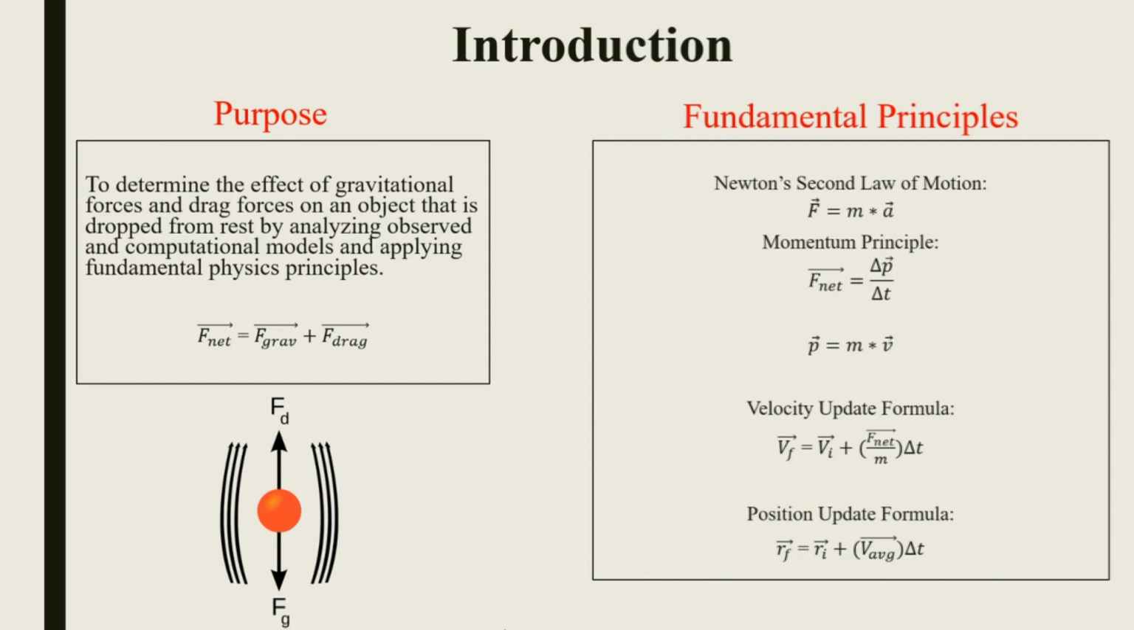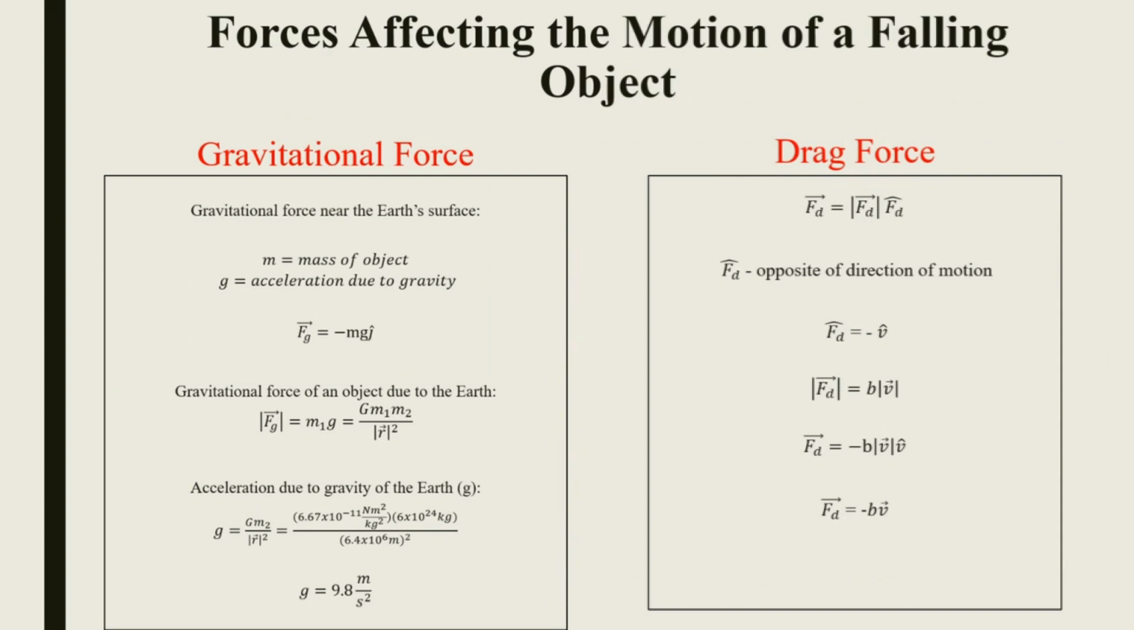The velocity and position update formulas derived from Newton's second law are also used for iteration of the fundamental principle to find accurate position and velocity data over time. The forces analyzed in this experiment are gravitational force and drag force. Gravitational force is dependent on the mass of the object, the acceleration due to gravity, and the j-hat unit vector. The magnitude of the gravitational force is described by the equation here that's influenced by the magnitude of the position vector.